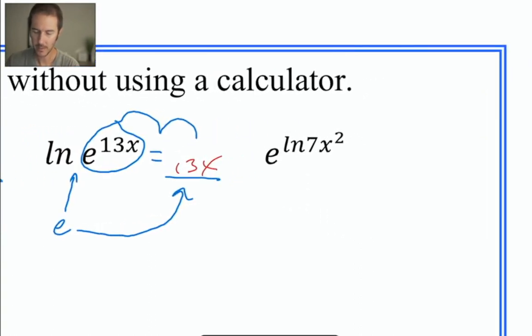And lastly, this is just that weird property where just as the natural log and the e canceled each other out over here, the e and the natural log are going to cancel each other out here, leaving us with a final answer of 7x squared.